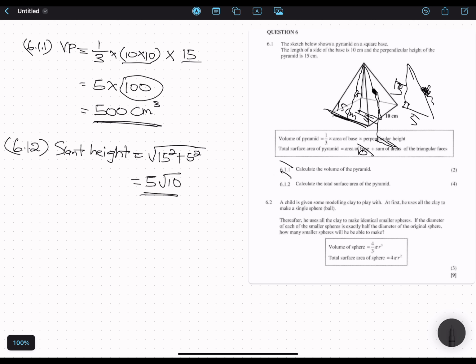Then the total surface area is given by the area of the base, remember it's 100, plus the sum of the areas of the triangular faces. How many triangular faces do we have here? 1, 2, 3, 4. You can see it's this side, that side, that side. So the sum will be 4 times the area of a triangle.